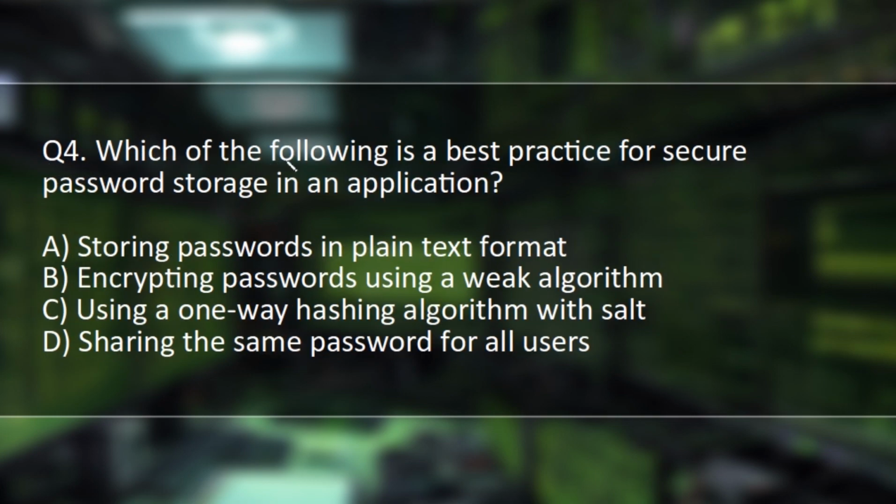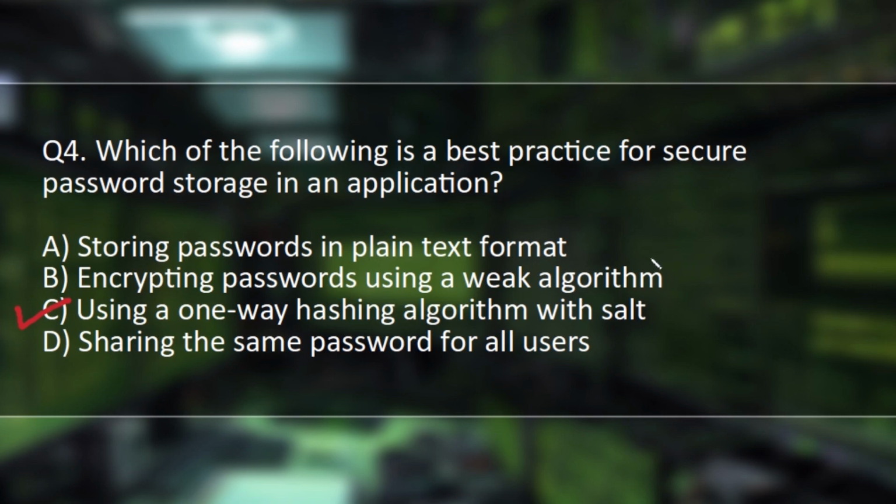The next question, which of the following is the best practice for secure password storage in an application? The best practice is using a one-way hashing algorithm with salt. The salt is a random number or text which we attach to the password to produce the final result. That final result is stored in the database. Let's not get into the details, but this is the answer: using a one-way hashing algorithm with salt.